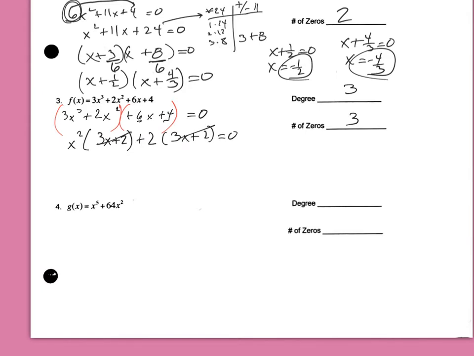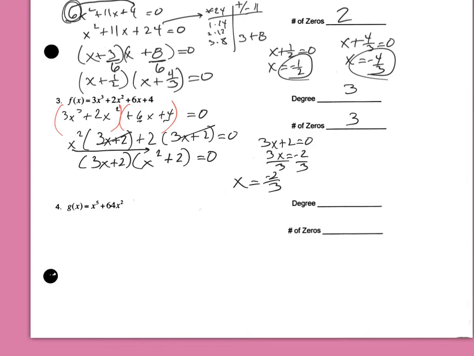Then, of course, the 3x plus 2, that comes out. Then in order from left to right, in that second group goes x squared plus 2. It still equals 0. So we have 3x plus 2 equals 0. Subtract the 2. And then, of course, we'll divide by 3. So we get x equals negative 2/3. Well, that's only one answer.